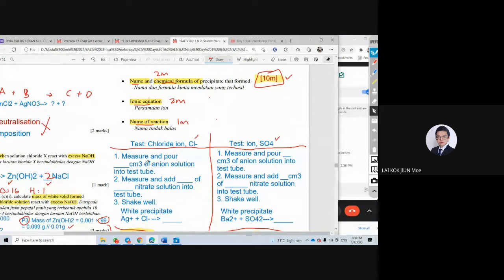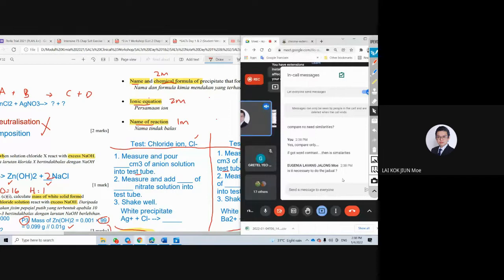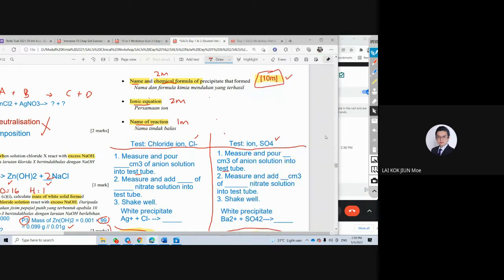So how many volume you use inside for the test tube? How many volume? You just give, not necessarily, Eugenia. You can choose. My advice is use table is better than not use table. You want to check your answer, you also easier. You can very fast to check your answer, to check the points, whether you collected all the points or not.